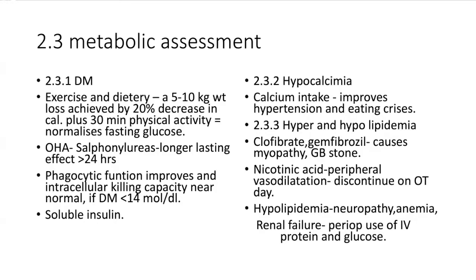If sugar goes below 14 millimoles per deciliter, the phagocytic function improves, and intracellular killing capacity and T cell function become normal. So it's not necessary to go for tight control in an obese patient, because hypoglycemia would be a real danger to face. And if the patients are getting insulin of any kind, it's better to switch over to soluble insulin.